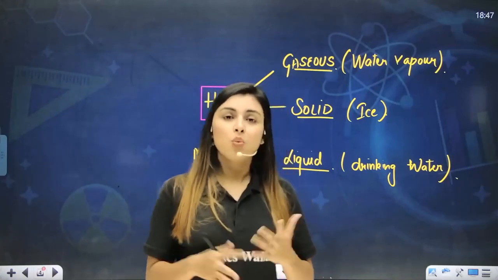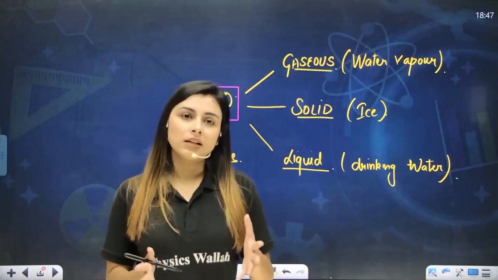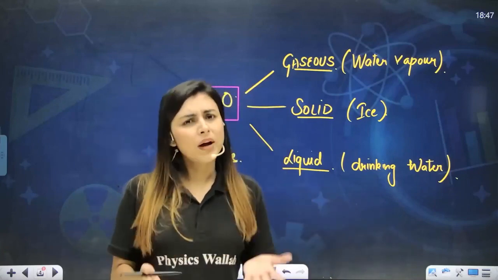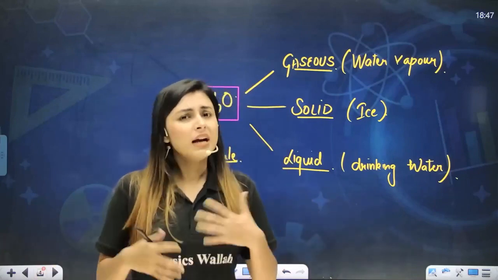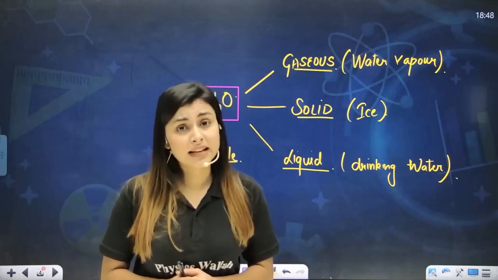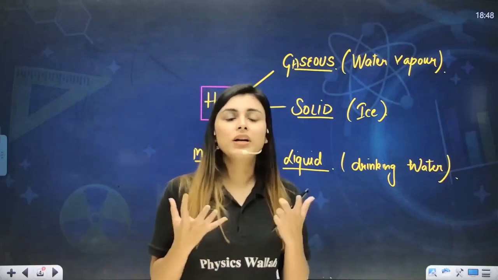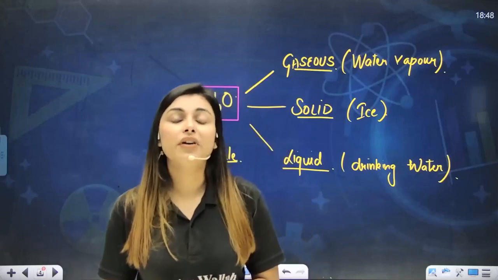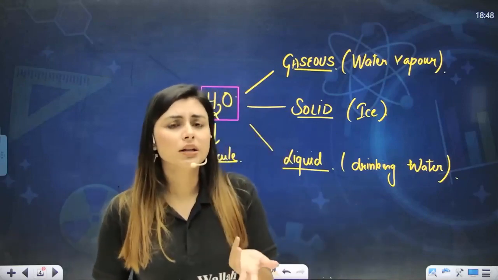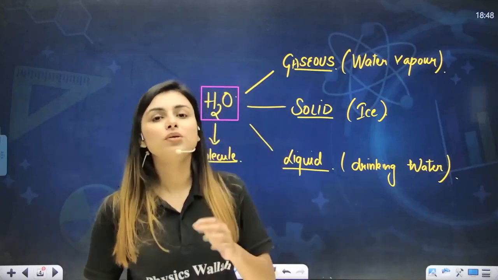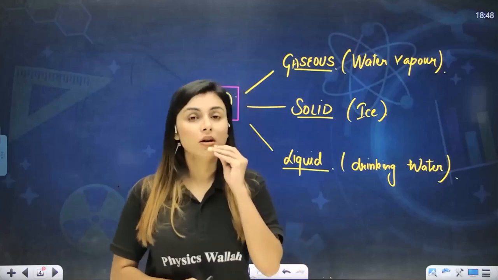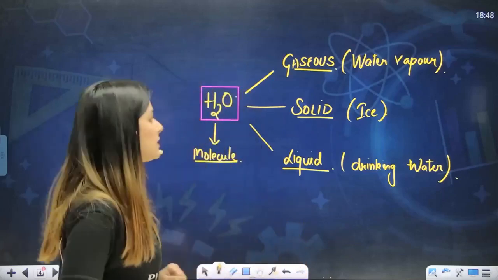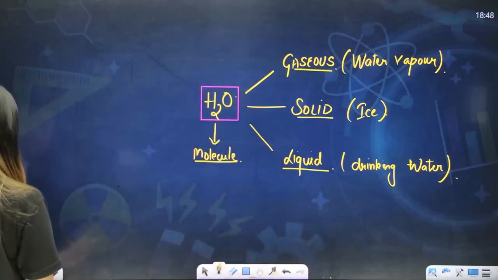My next question would be, why do some things exist as solids, why do some things exist as liquid, and why do some things exist as gaseous state, right? So what are the factors that actually define a particular state? What are the different factors? Now we are going to discuss those particular factors.